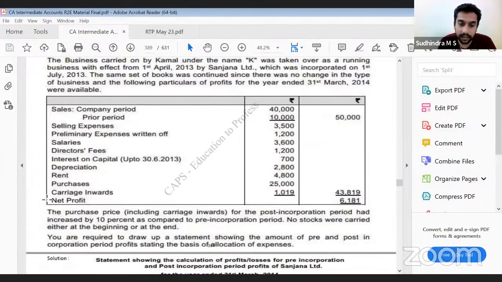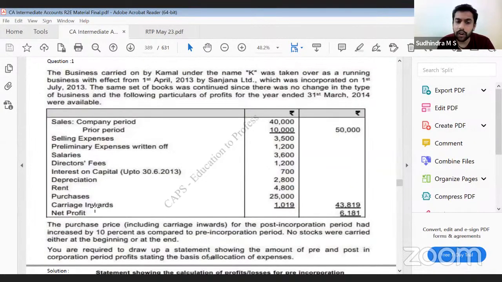Yes, sir. Thank you, sir. Yes. So purchase, carriage inwards, all cases will go with sales ratio if nothing is given.